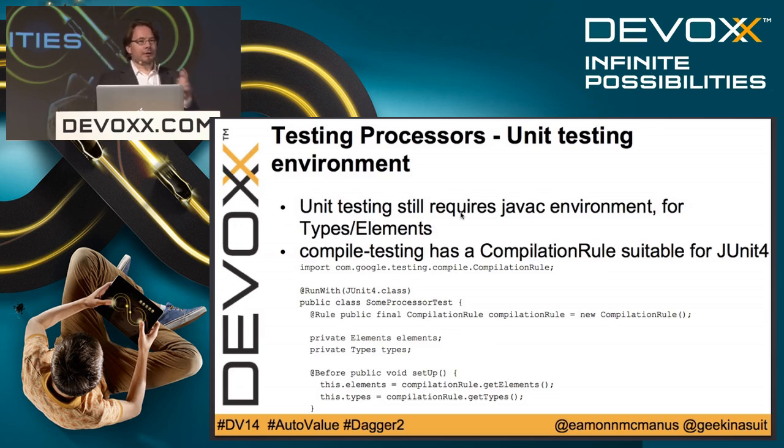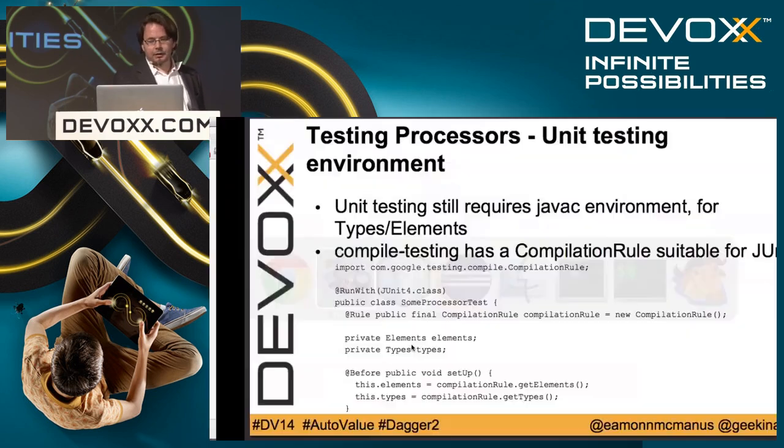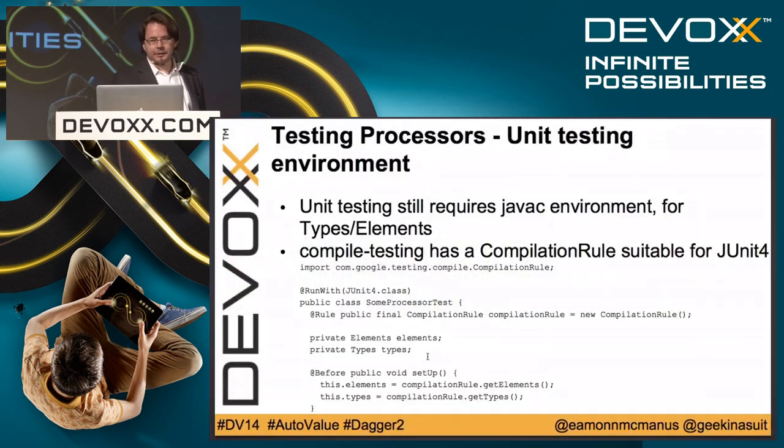So you can spin up an instance of the compiler yourself and do all sorts of things like that. We've made it a little bit more convenient. We have a project called Compile Testing, and the author of that is in the room. One piece of that is a nice little JUnit rule that you can run that will spin up the compilation and then give you access to some other things as you need to, in particular to set up test data.